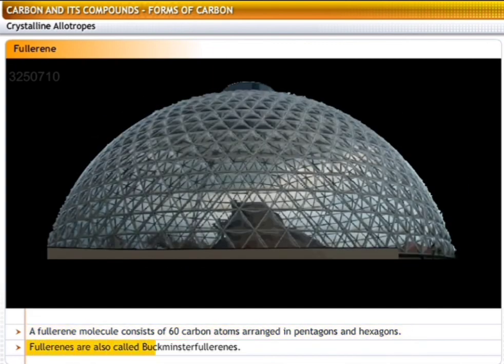Fullerenes are also called Buckminster fullerenes, as they are shaped like the geodesic dome designed and built by the US architect Buckminster Fuller.